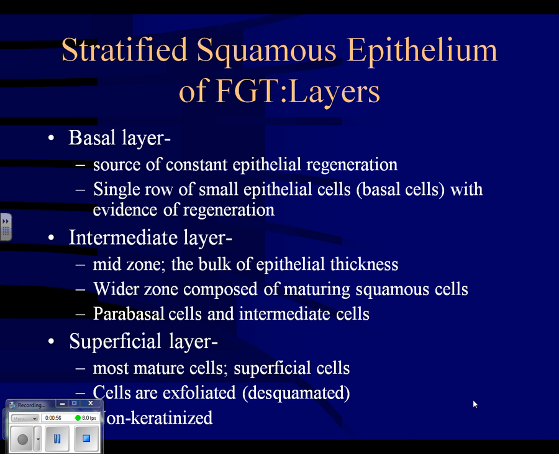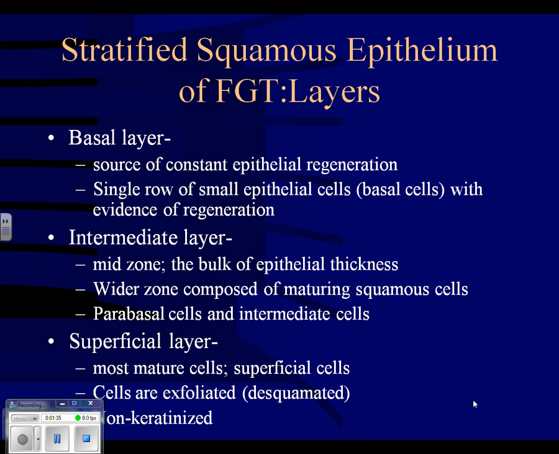All right, so there are layers. In the stratified squamous epithelium, you have a basal layer, which is where the cells divide. That's the source of all the cells that regenerate, and it is essentially a single row at the bottom of the epithelium. Between that and the superficial layer is the intermediate layer, which is the bulk of the thickness of any stratified squamous epithelium. This is where the epithelium matures and starts to take on keratin and the things that allow the epithelium to protect what's under it.